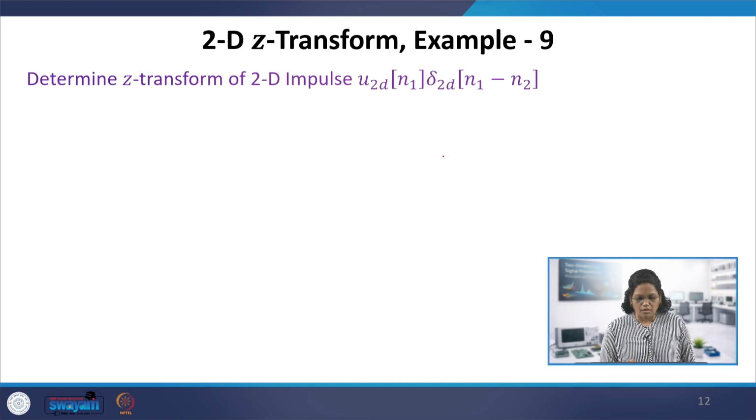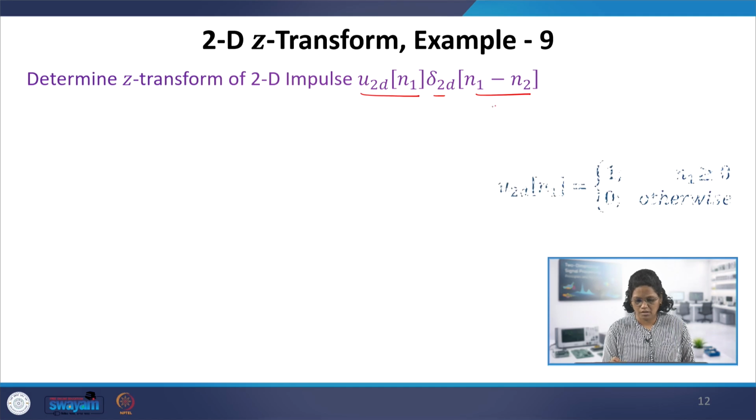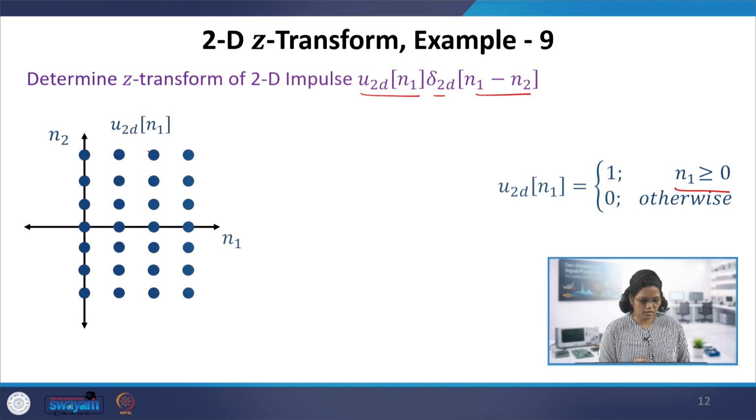If we take another example, the 2D impulse, in which the 2D step u(N1) and the 2D impulse delta(N1 minus N2). You can see this is the diagonal impulse. For N1 greater than or equal to 0, this sequence will be 1. So that we can plot it. N1 greater than or equal to 0 is the step sequence, which has N2 spreading from minus infinity to plus infinity, and this is 1.